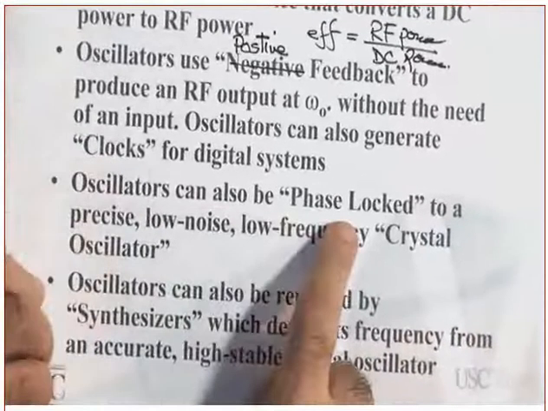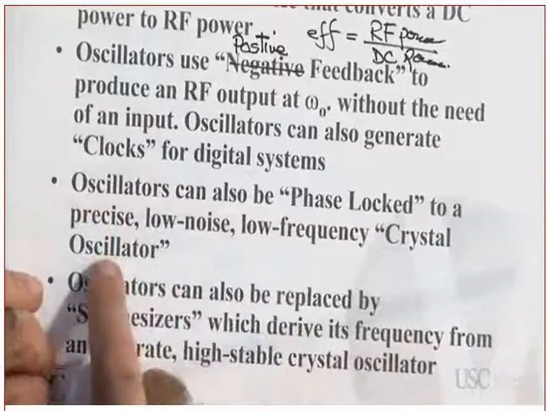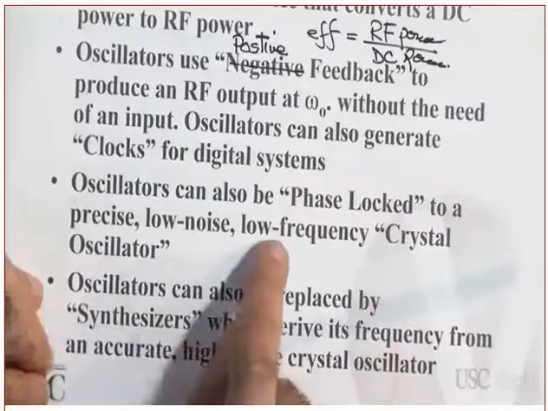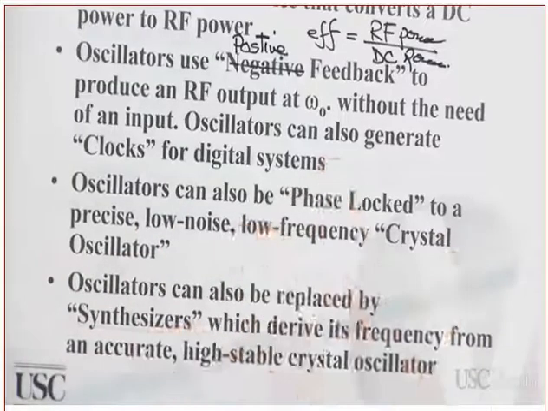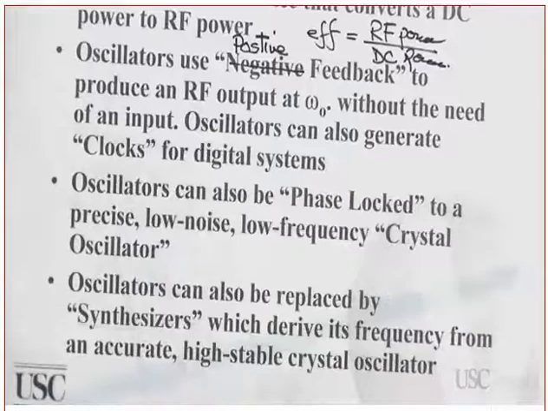Oscillators can also be phase locked to a precise low noise, low frequency, a crystal oscillator. Crystal oscillators, these are the what? The highly reliable. Usually they are what? Of low frequencies, which means what? We need to what? Build up the frequencies from what? From the local oscillator. We synchronize with the local oscillator, but we need to what? We need to build it up. Did you get my point or not?